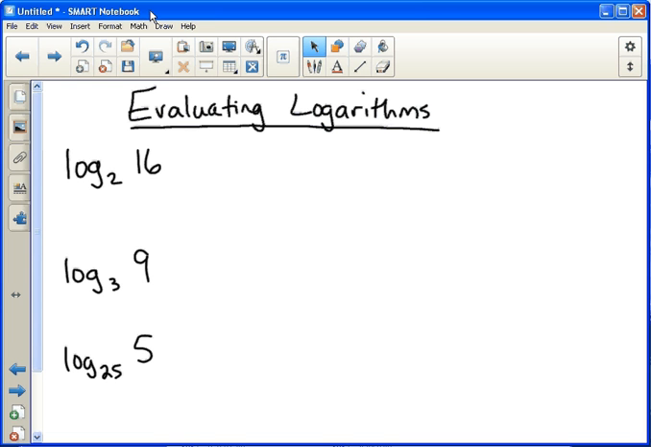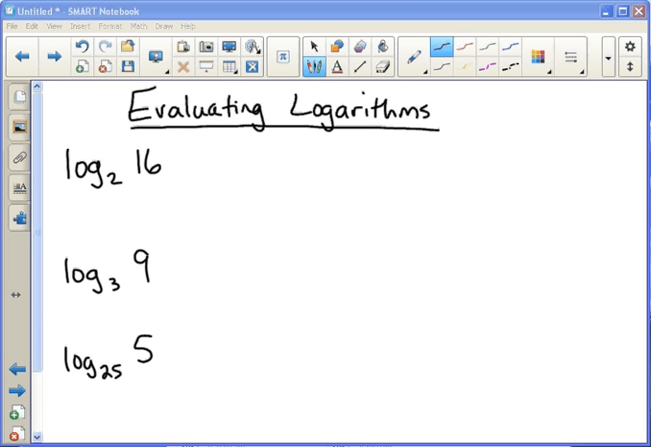Now that we know how to convert from logarithms to exponentials and vice versa, we can talk about how we can solve certain logarithms. For example, log base 2 of 16. We want to rewrite this as an exponential because log base 2 of 16 doesn't really make sense to us. It's pretty difficult to do that in your head.